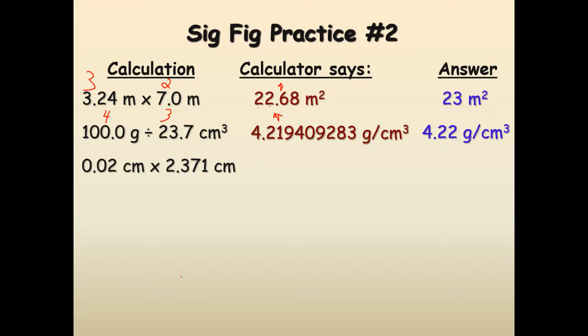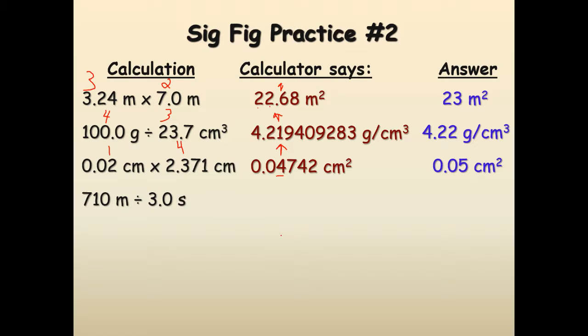How many sig figs will this answer have? That's what you're answering. 0.02 has a decimal. We start counting at the first non-zero digit, so this only has 1 sig fig. 2.371 has 4 sig figs. This is what the calculator says. We can only have 1 sig fig in our answer because that's the fewest number of sig figs in our problem. Here's our first sig fig right here. That number after it is greater than 5, so it rounds up. So 0.05.